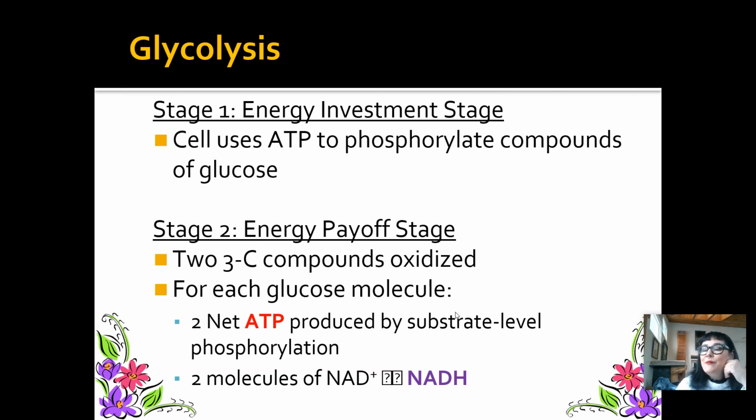Next, stage 2, this is the energy payoff stage. This is where we're going to make 4 ATP with a net production of 2 ATP. Okay. And so it says that these 2 3-carbon compounds are oxidized. That's the P-gal. And so we're going to end up making pyruvic acid, also known as pyruvate. So 2 net ATP produced, substrate level phosphorylation, which we'll get into. And then we also have 2 molecules of NAD plus, and I don't know why it made a little question mark there, but it did, into 2 molecules of NADH, and those go where? All right, electron transport chain.